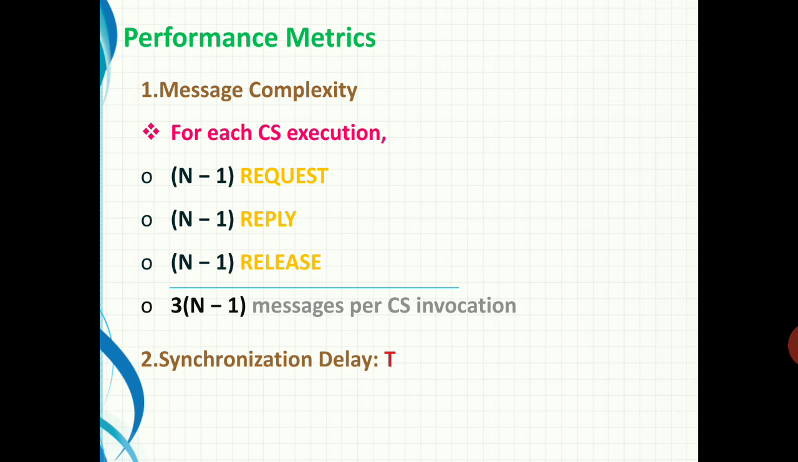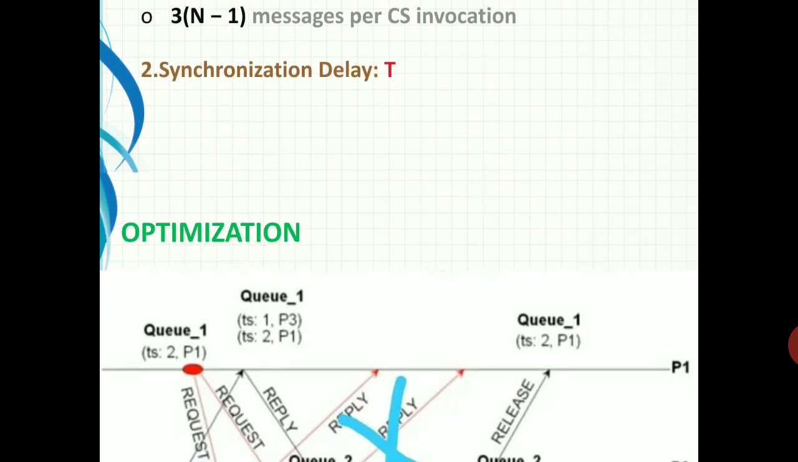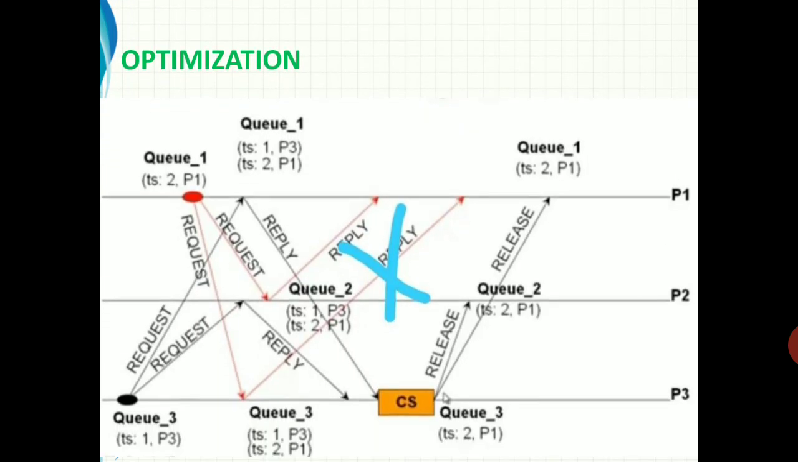Then coming to the synchronization delay, it is T, that is the propagation time for a particular message. Then we can optimize Lamport's mutual exclusion algorithm by deferring or blocking the reply message when a particular process receives a request from a process with a larger timestamp.